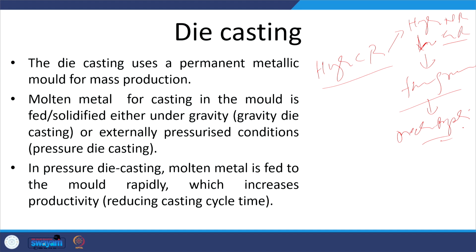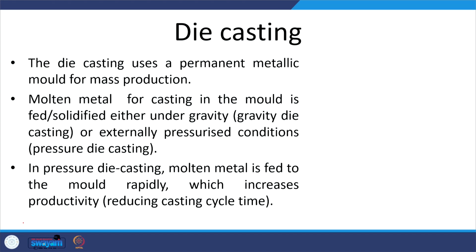So, as I have said, in die casting we use metallic dies, so these can be used multiple times, okay. Therefore, these are good for high volume production, when a large number of units are to be produced. So, die casting uses a permanent metallic mold for mass production.